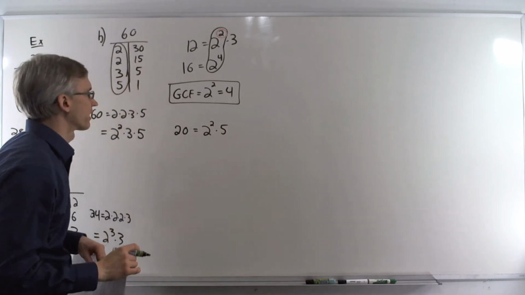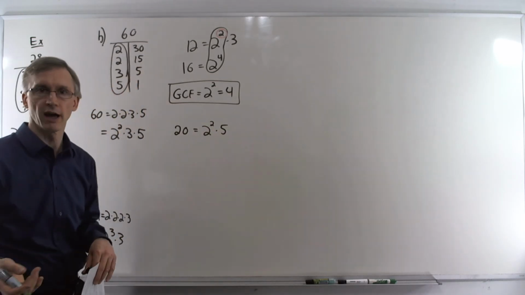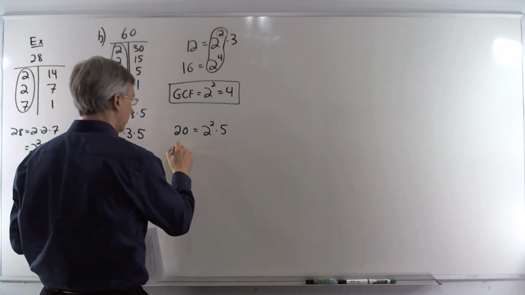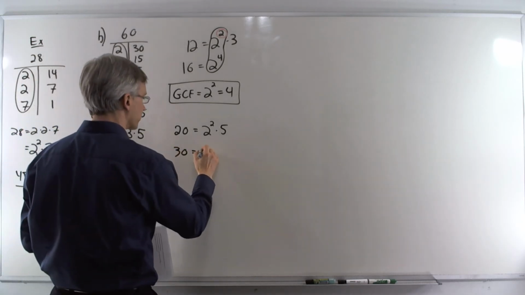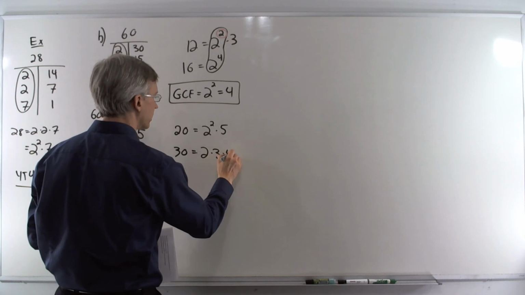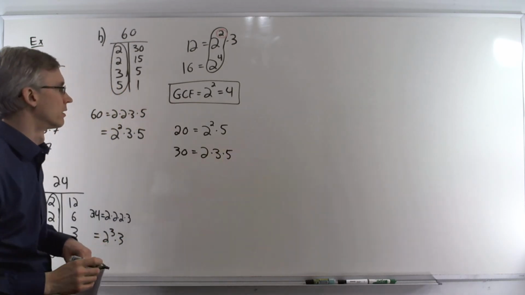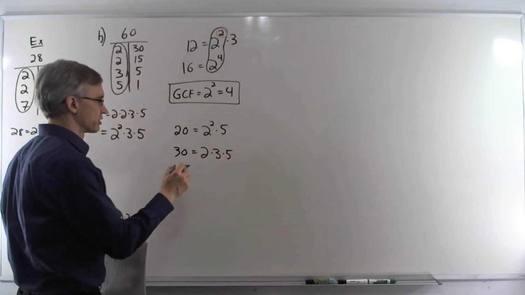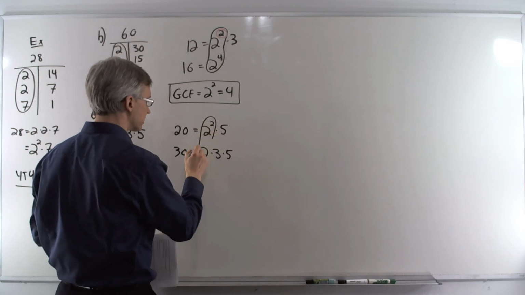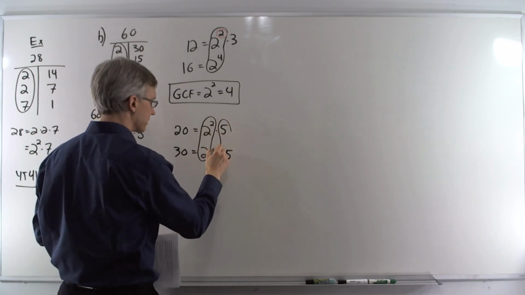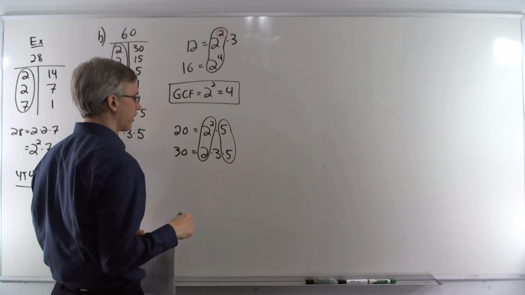So 20 has a prime factorization of 2 times 2 times 5, or 2 squared times 5. And 30 is a prime factorization of 2 times 3 times 5. Right, now we're going to find the matches. We got a matching 2 base here and a matching 5 base. 3 doesn't have a match, so it's out.